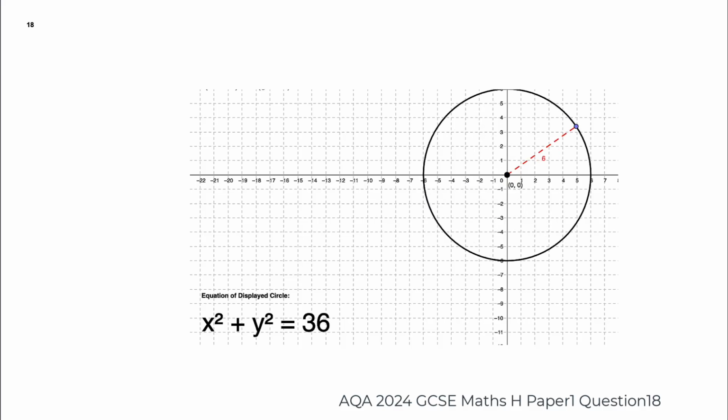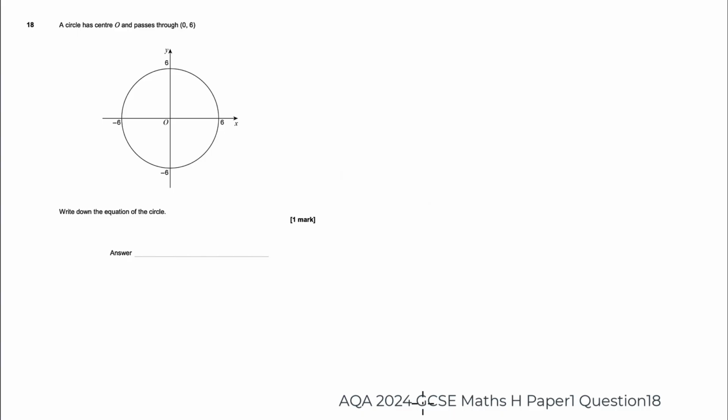So let's go back up to the one we're looking at, and the one in the question. The equation of that circle is x squared plus y squared equals 36.